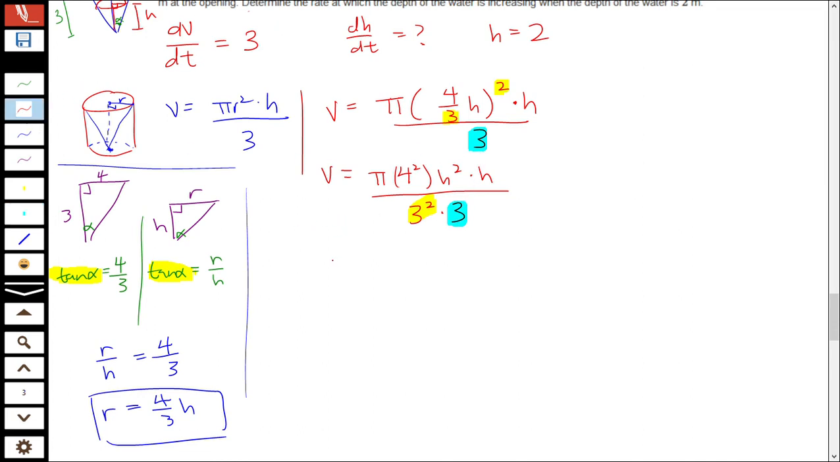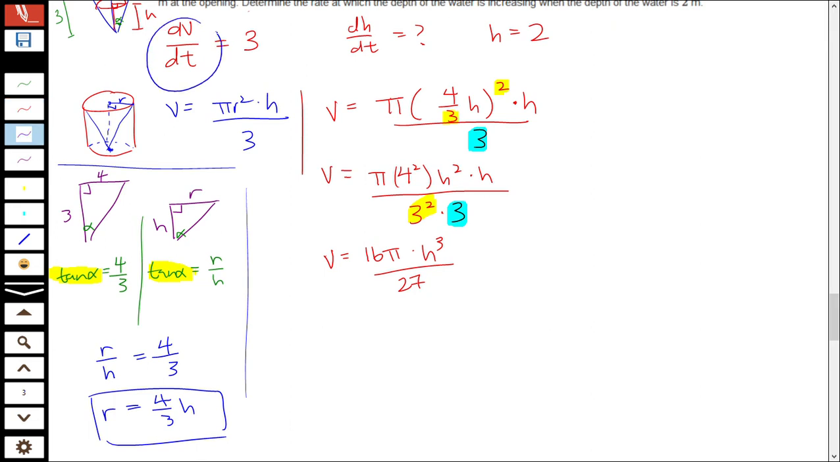So before I start deriving, let's simplify this a little bit more because we got H that's separated. So we got 16 pi, that's 4 squared, and then we got H cubed all over 3 cubed, which is 27. Okay, so now that we have our V and our H relationship equation and they're simplified, now we're going to find what we're looking for.